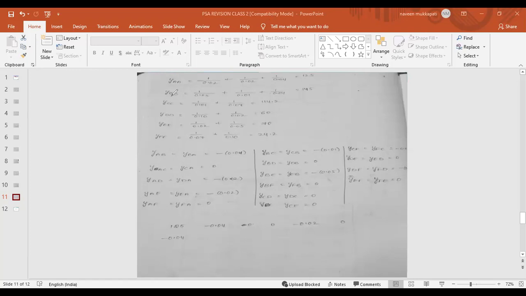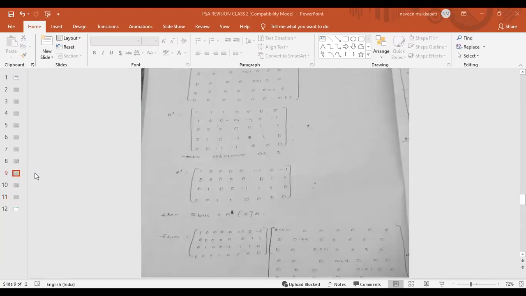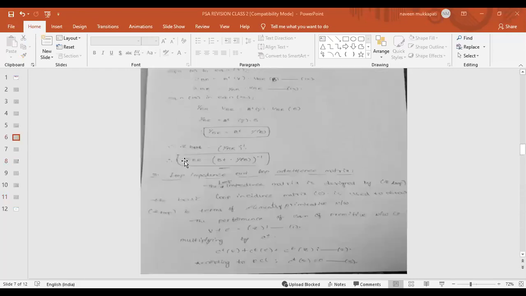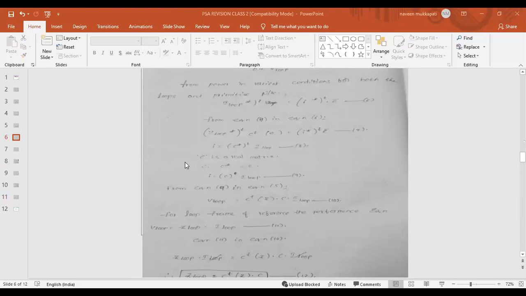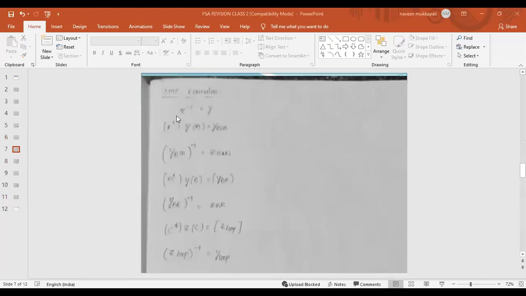Next, this is the formation of a Z bus and also Y bus matrix. We remember those formulas: Z inverse is equal to Y. A transposed into Y into A is equal to the Y bus. Y bus inverse is equal to the Z bus.